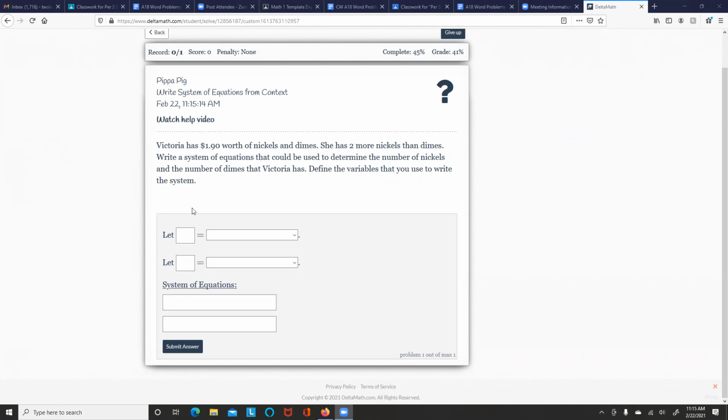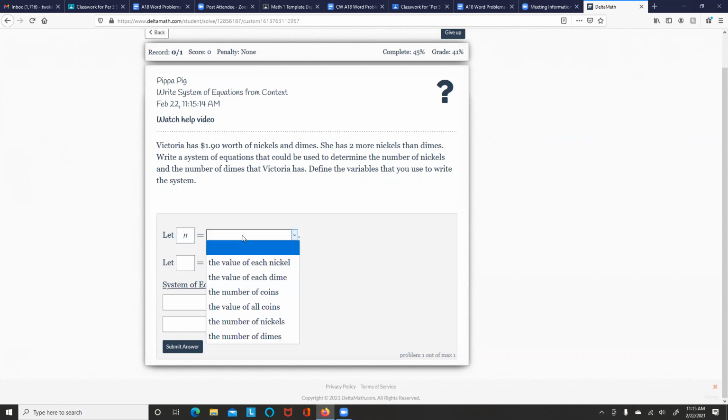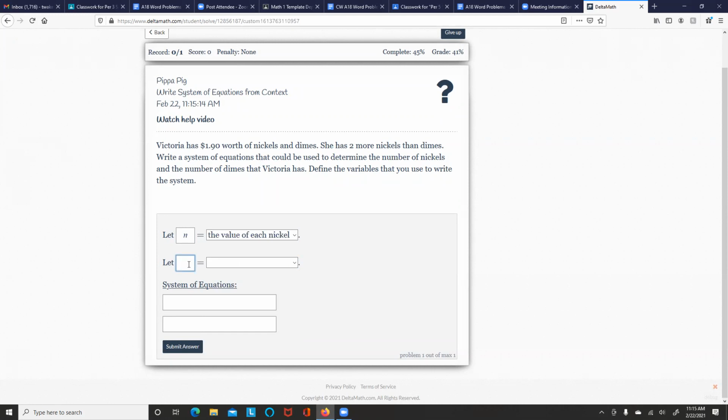I wonder if it'll let you use Q and D. I'm going to use Q and D. So nickels and dimes. I'm going to use N, let N equal the value of each nickel, and let D equal the value of each dime. Oh, it fills it in for you. That's awesome. System of equations. She has $1.90.